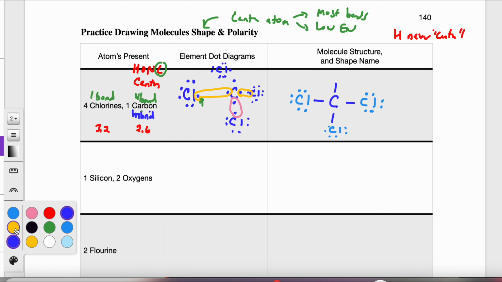And so this chlorine's unpaired electron pairs up with carbon's final unpaired electron, and I'm going to place that one right here. Because I used the pattern of carbon forming 4 different single covalent bonds, the shape, or the name, of this molecule would be tetrahedral.